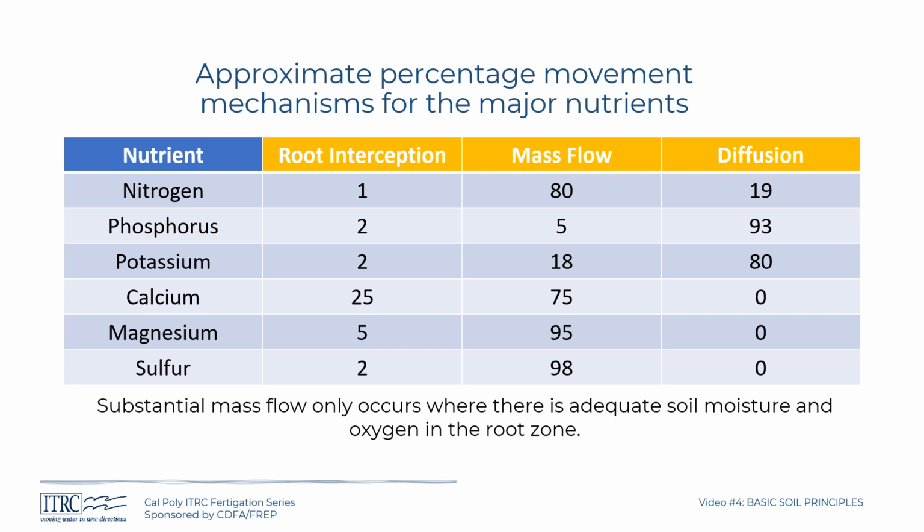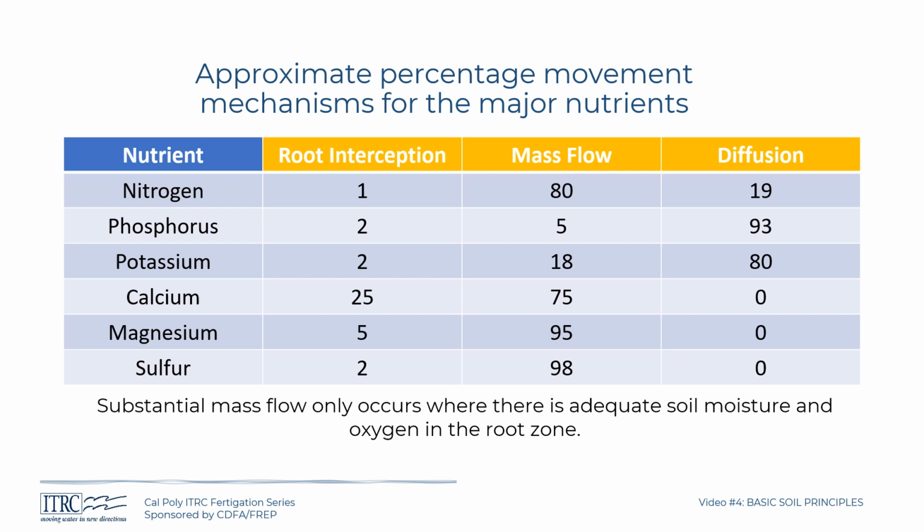So the question then is, okay, who cares? Down at the bottom of this slide, you see where I'm going with this. Basically, with mass flow, and that's most of the nutrients here, you're only going to get mass flow if there's enough soil moisture and oxygen in the root system. Now, wait a minute, what's this oxygen doing here? Well, it turns out that for roots to do whatever they do, they need oxygen in the root zone.